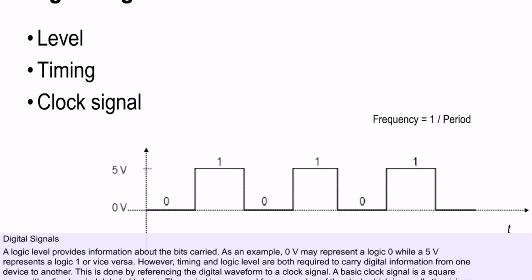A basic clock signal is a square wave with a fixed period labeled TP here. The period is measured from one edge of the clock, which is usually the rising edge, to the next similar edge. The frequency of the clock can be calculated by the inverse of the clock period, that is 1 over TP.